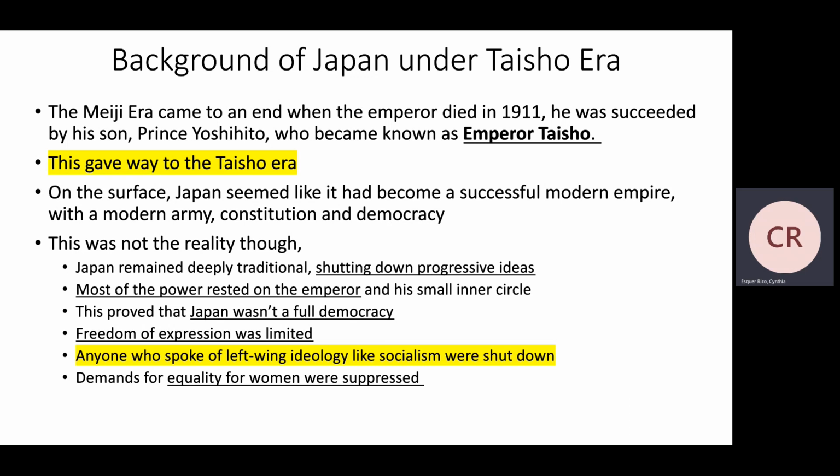Freedom of expression was very limited. Anyone who spoke of a left wing ideology like socialism was shut down, and the demands for equality for women were also suppressed. And, you know, racial minorities within Japan were also being suppressed as well, right? So, not really on the pathway of a successful, modern, open democratic country, right?